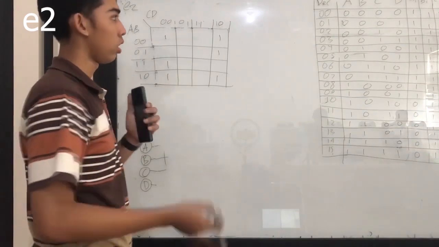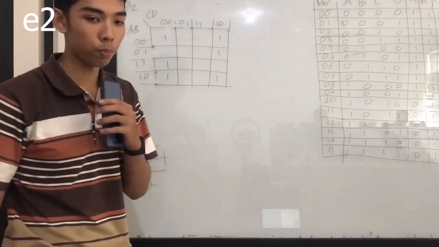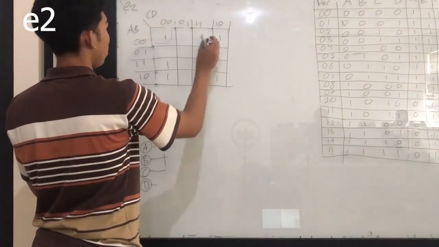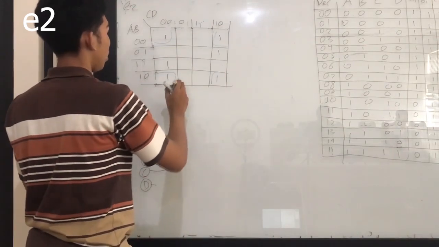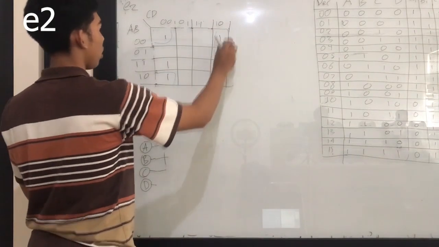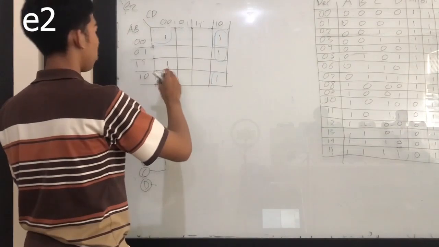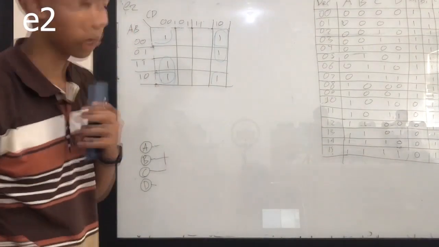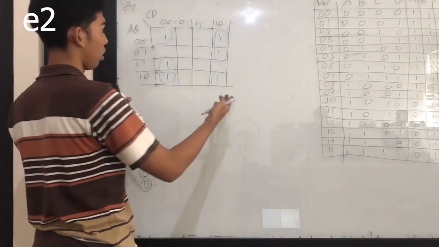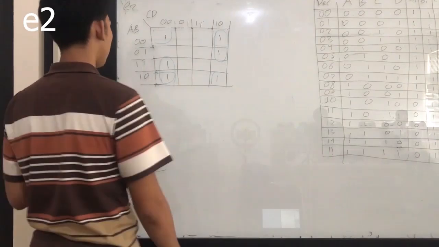Okay, I've drawn this. Let's identify the group. Okay, the first group should be this one right here. The second group, maybe this. The third group, maybe this. Okay, let's put this kernel map into a simplified expression.